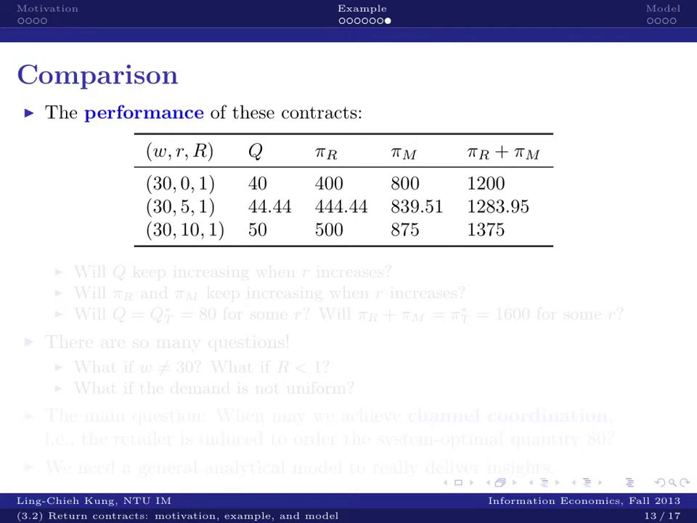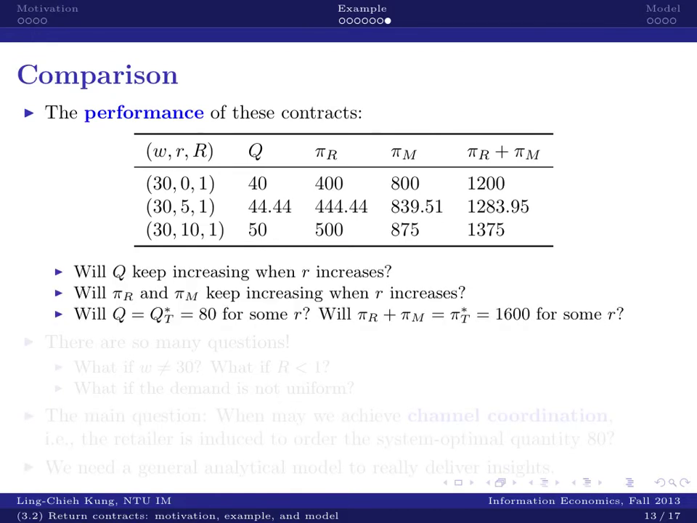So after all of these analyses, let's summarize their performance in the following table. So we can see that the wholesale price is always fixed the same, capital R in some sense is the same, but small r, the return credit, may be 0 in the wholesale price contract, 5 or 10. And we can see that when r goes up, quantity goes up, both firms earn more, but none of them is system optimal. So you will naturally have the following question, I hope.